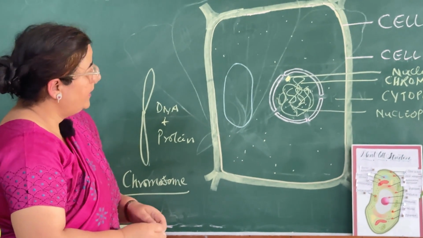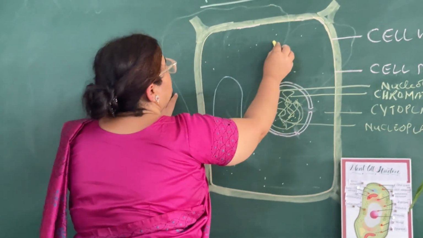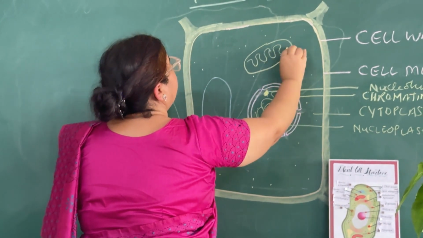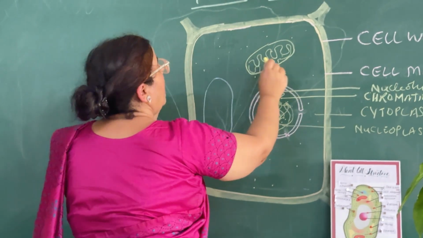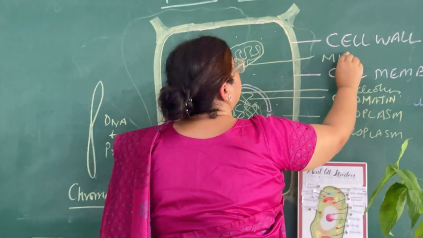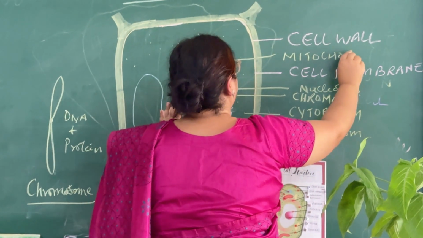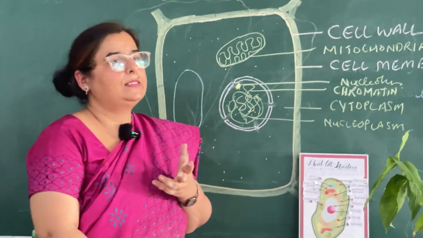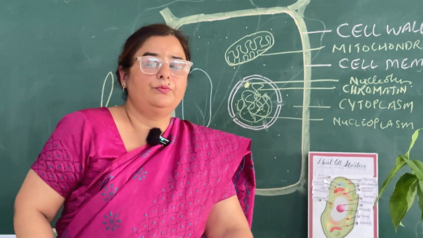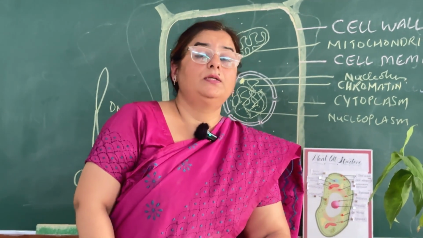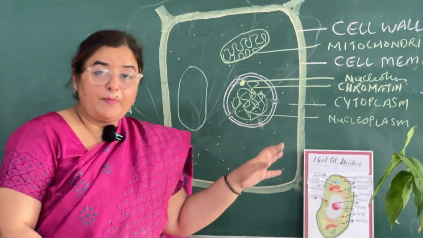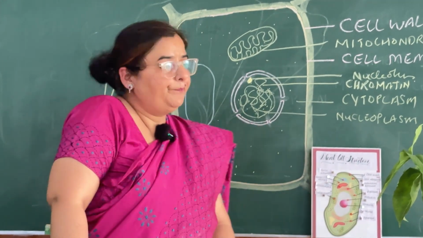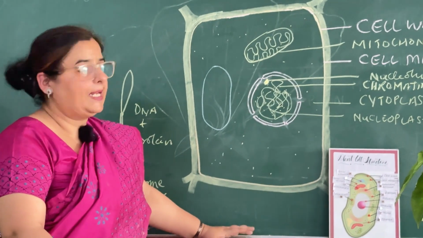Then the next organelle is mitochondria. Mitochondria is known as the powerhouse of the cell. Why powerhouse? What does a powerhouse do? It produces energy. Similarly, mitochondria also produce energy in the form of ATP. So that is why it is known as the powerhouse of the cell.